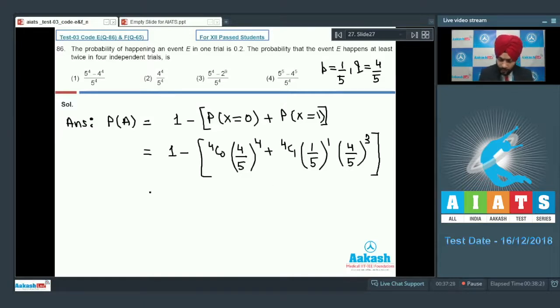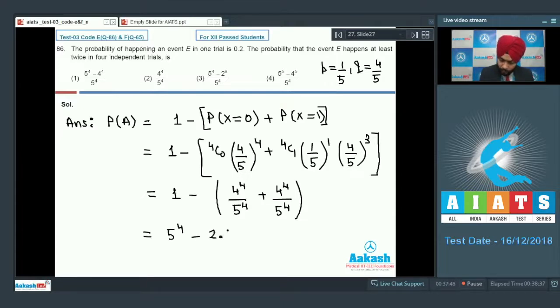So this will be equal to 1 minus 4 power 4 upon 5 power 4 plus again 4C1 into 4 cube, 4 power 4 upon 5 power 4. So this will be 5 power 4 minus 2 into 4 power 4 divided by 5 power 4. Most of the options are in this format only. Let us convert it into the required one. 5 power 4 minus 2 power 9 upon 5 power 4 is the final answer. Option number 3 satisfies.